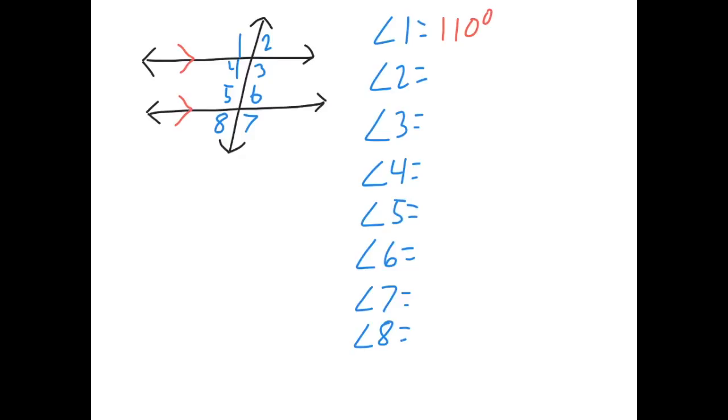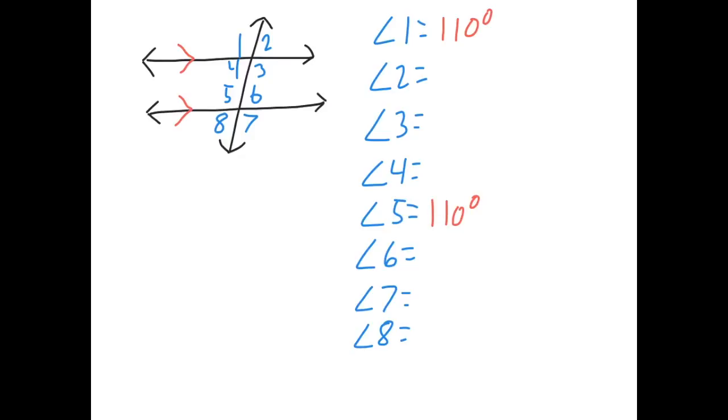So, angle 1 is right here. Well, I remember corresponding angles were congruent. So, angle 1 is in the upper left-hand corner. So, in the other set of parallel lines, I have to look in the upper left-hand corner. That's angle 5. Those two are congruent. So I know angle 5 is also 110 degrees.